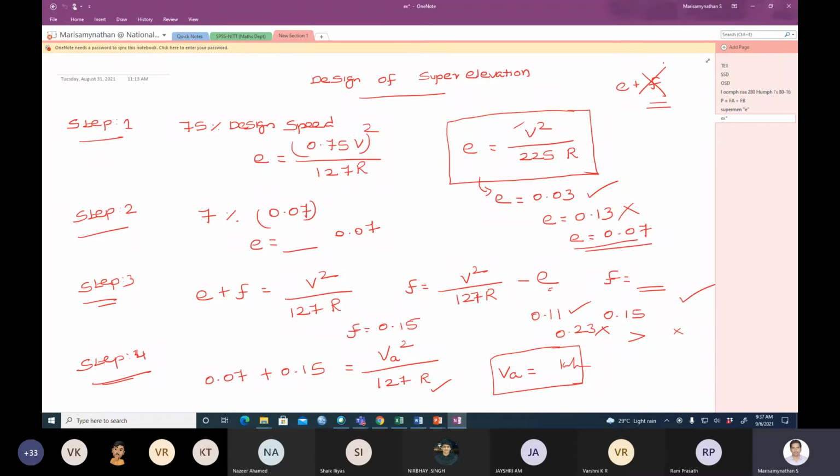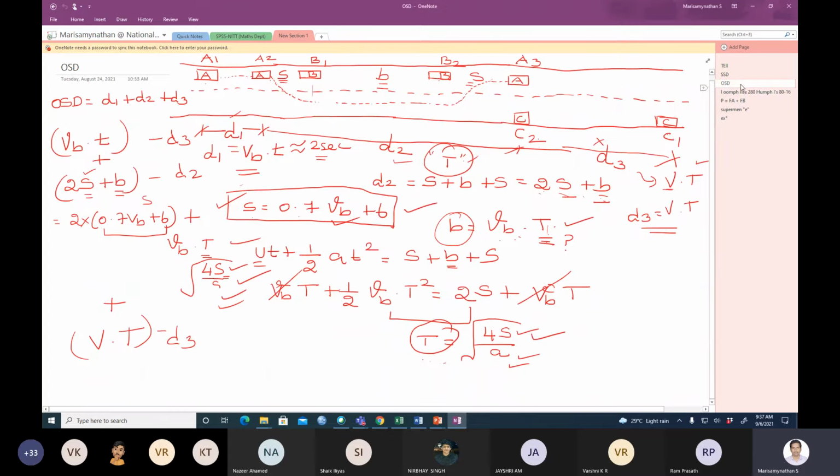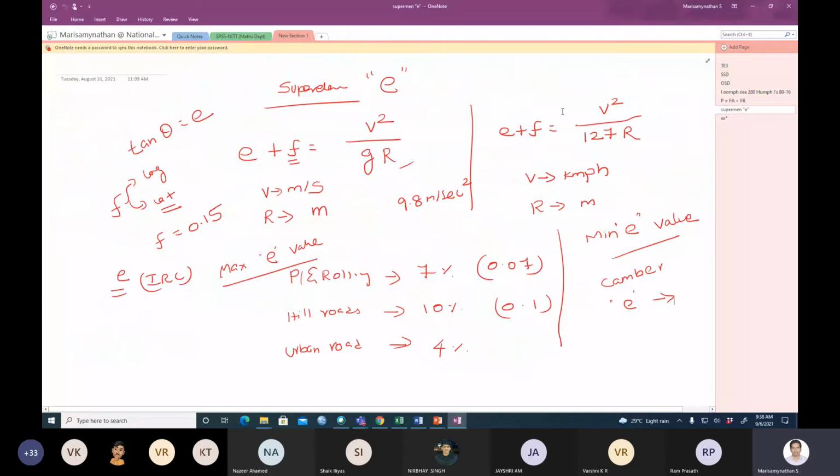In the last week, we were discussing the overtaking sight distance, what the three major components D1, D2, D3 are, and how they can be estimated, which we have seen as problems. Followed by that, we started on super elevations, and why we are providing the super elevation.